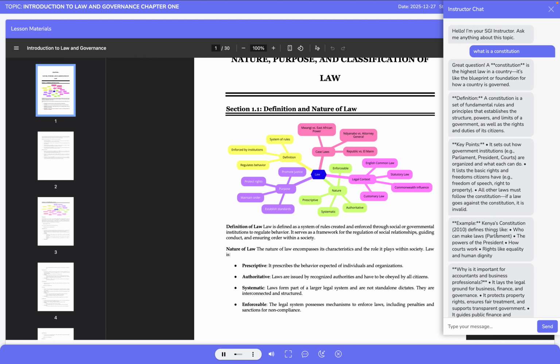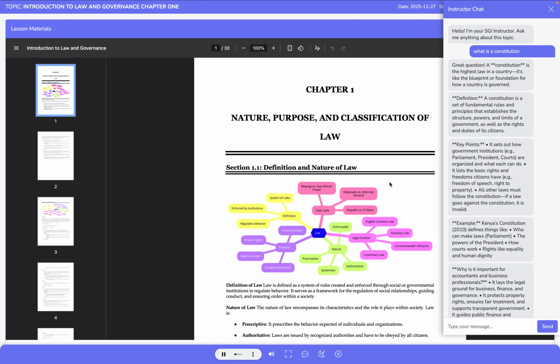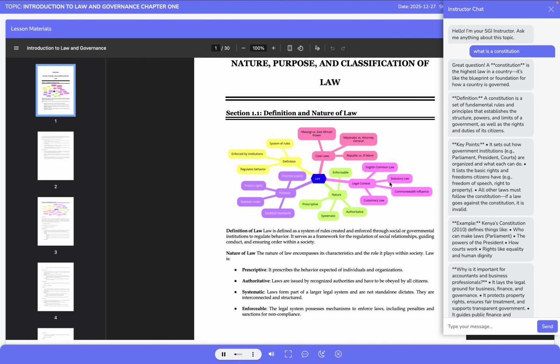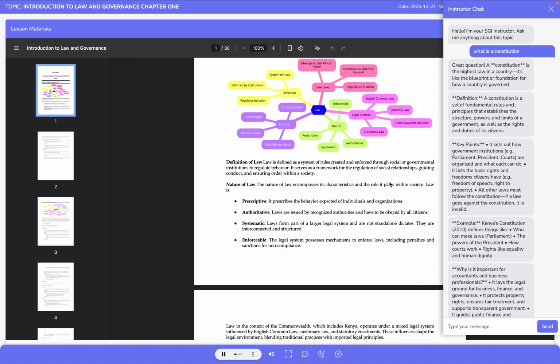For example, while honesty may be a moral value, financial misrepresentation becomes a legal issue once regulated by company law, tax law, or criminal statutes. This institutional nature of law is central to professional accountability.